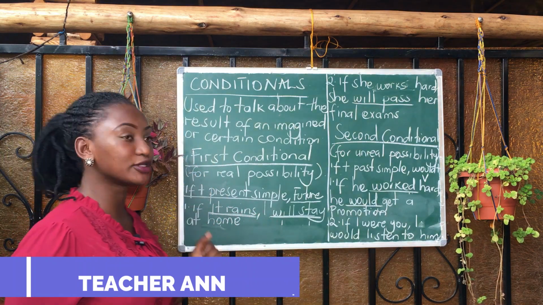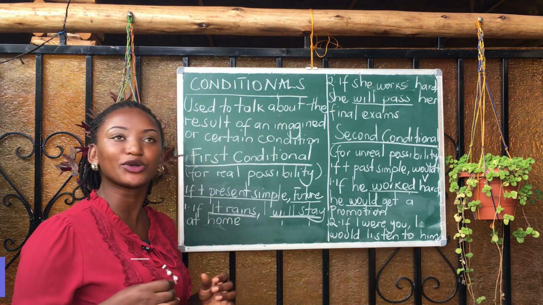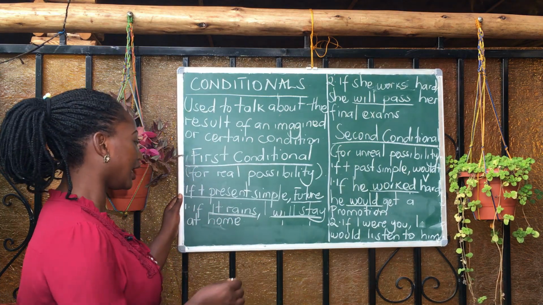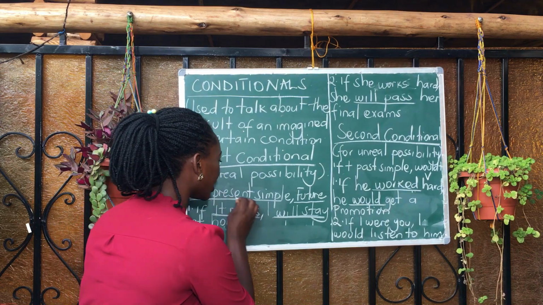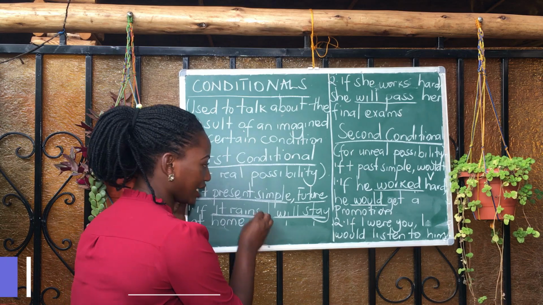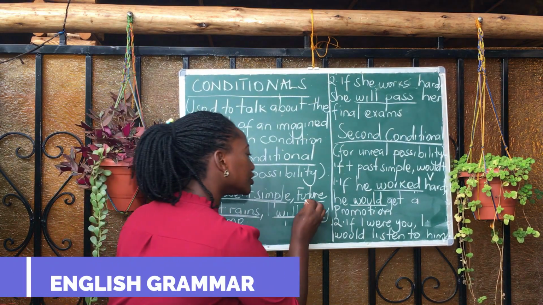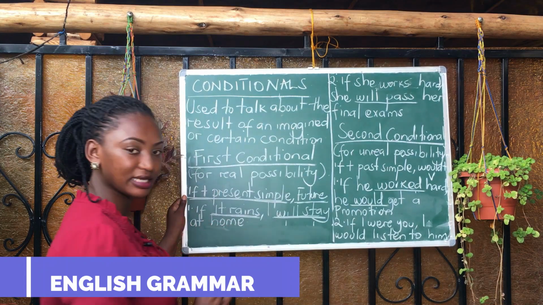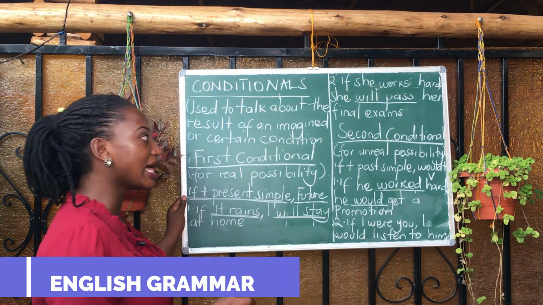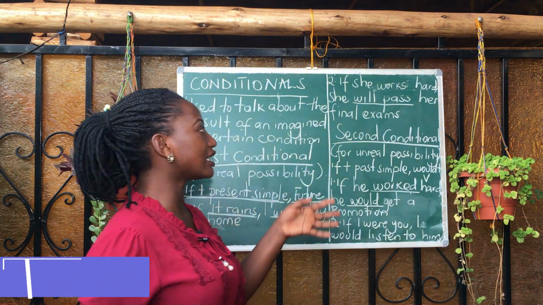So how do we form the first conditional sentences? In the if clause, we use present simple tense. For example, here, if it rains. And in the main clause or the result clause, we use future tense. As our example here is, if it rains, I will stay at home. I think we are clear. We go to example 2.